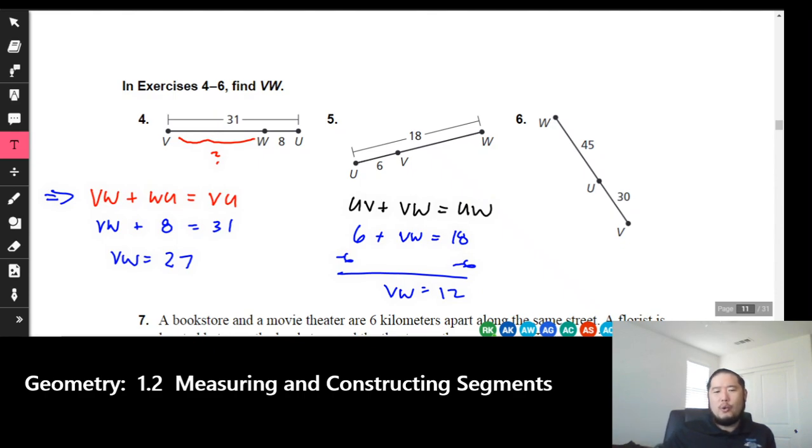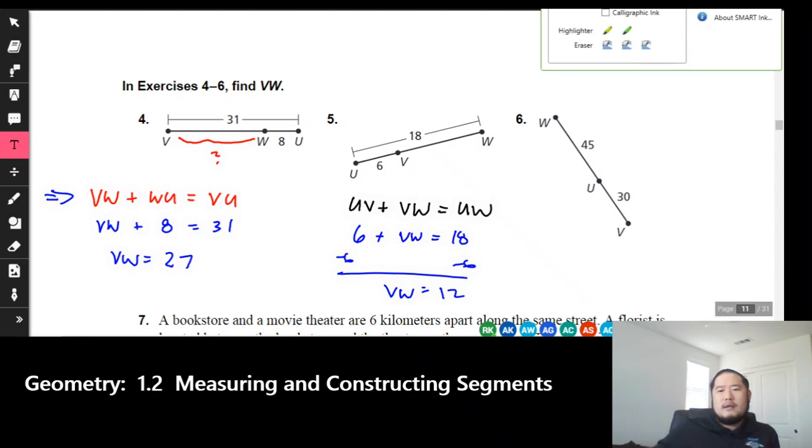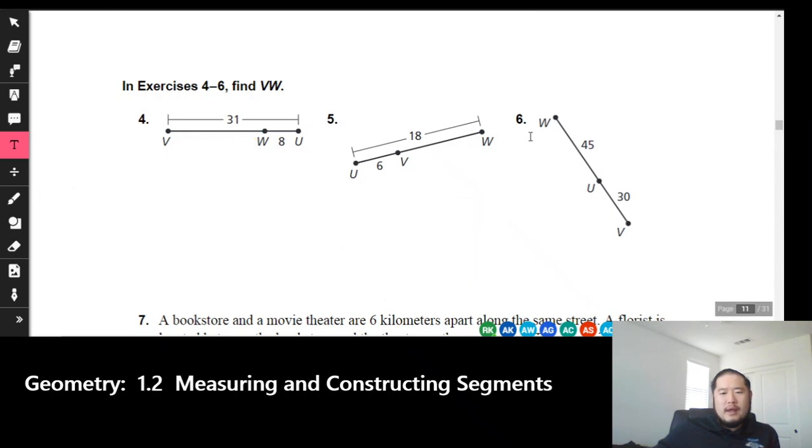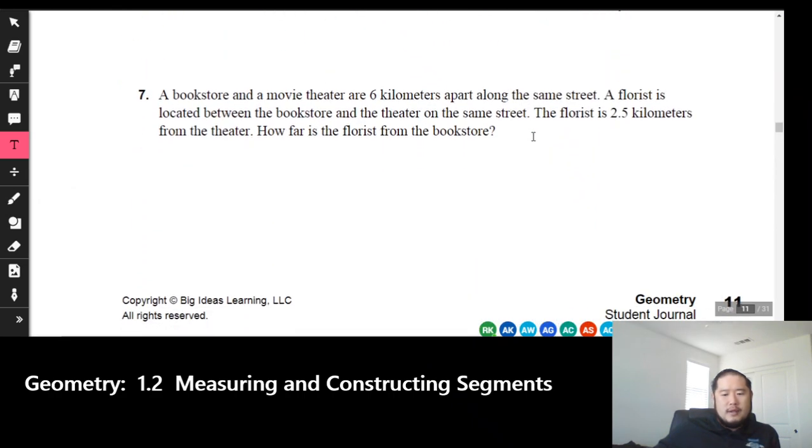So once again, always start off by setting up your equation and then solving it out.